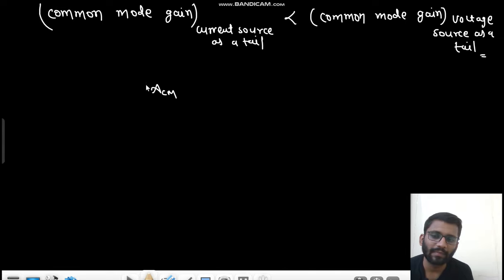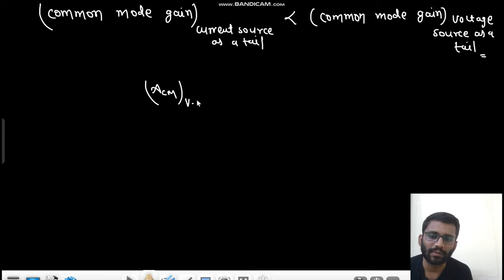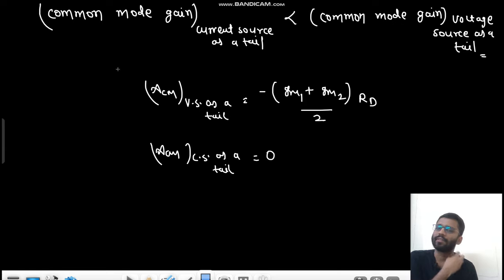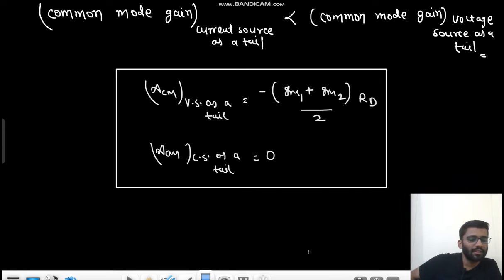Your ACM in the previous analysis, voltage source as a tail, it was minus GM1 plus GM2 by 2 into RD, and your common mode gain when current source as a tail is zero. So this is again one more advantage. This is a very good interview question that can be asked, like why do you use current source as a tail? The first thing you will see, when there is no mismatch, first advantage is of common mode gain.